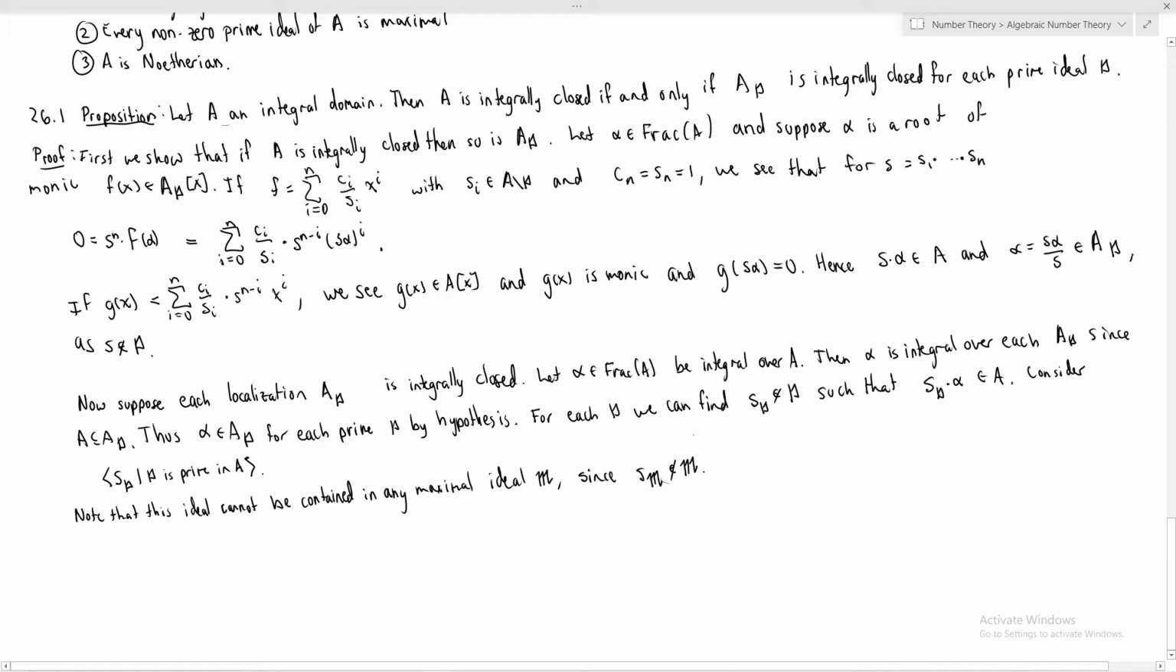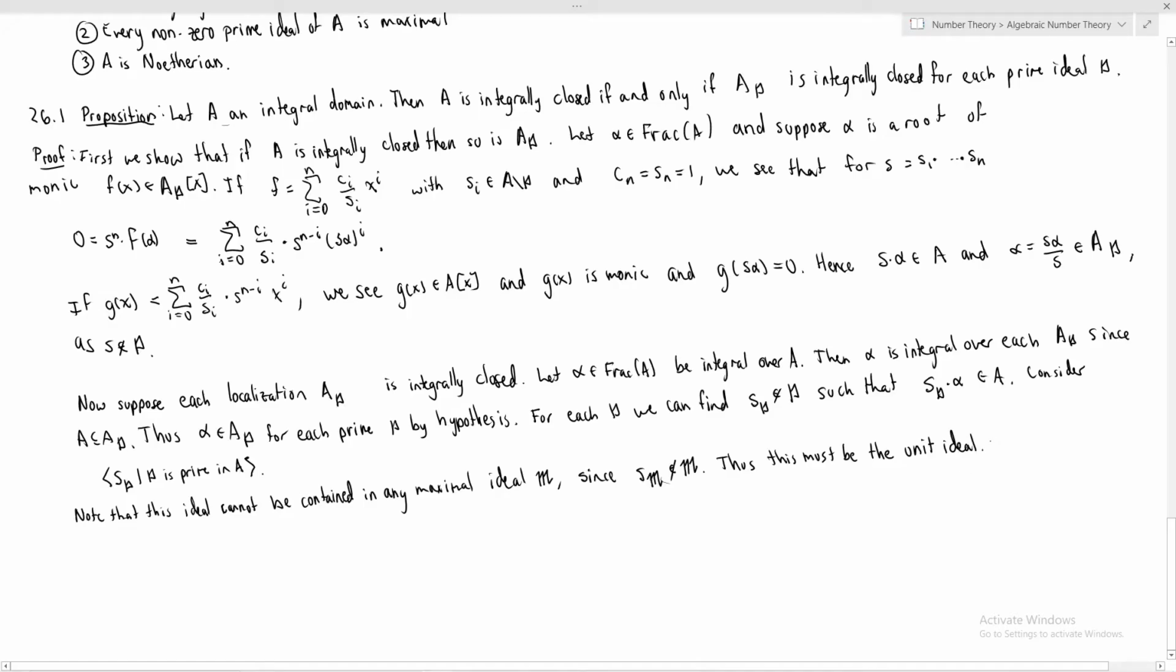Thus, what can I say? This has to be the unit ideal. So here I'm using the fact that every proper ideal is contained in a maximal ideal. You take the contrapositive. If I'm not contained in any maximal ideal, then I must actually have the unit ideal.